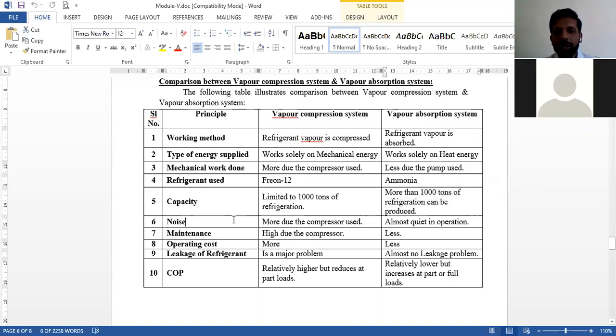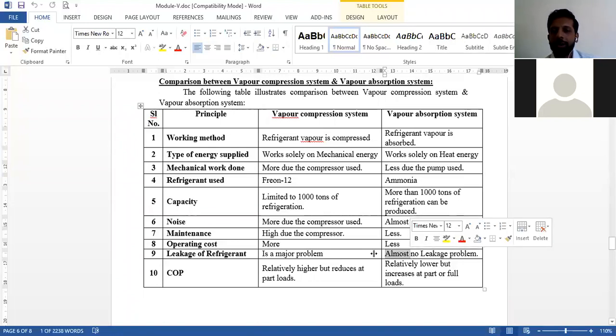Next, noise. In vapor compression systems the compressor has to run, and the sound produced by that is more. But the absorption system is very silent in working. Maintenance is high due to the compressor, because the compressor works continuously. So there is more maintenance, but maintenance is less in the absorption system. The operating cost of the vapor compression system is higher because of the compressor and its maintenance. In the absorption system, it is quite less. Leakage in a compression system, like the normal refrigerators at home, is a common problem. But in the absorption system, there is almost no leakage at all.